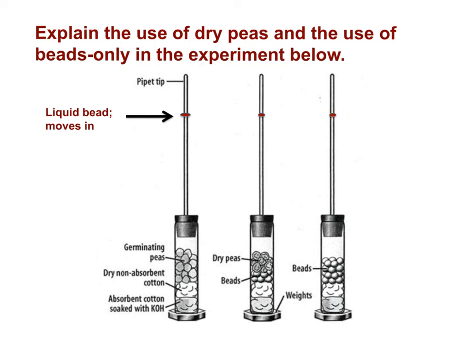For example, change in temperature or pressure, if they occurred, would occur equally in all tubes. Thus, any change in the volume in the control tube could be subtracted from the change in the volume in the germinating pea tube to determine an accurate measure of oxygen consumption over time by the respiring peas.